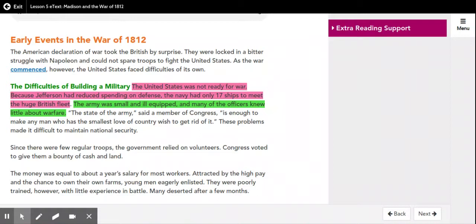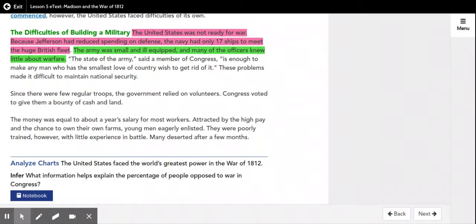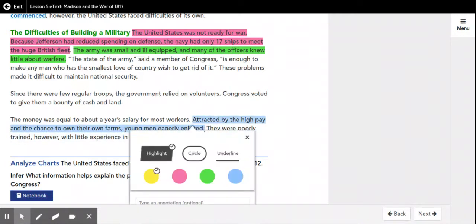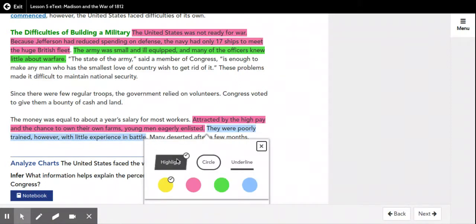Since there were few regular troops, the government relied on volunteers. Congress voted to give them a bounty of cash and land. The money was equal to about a year's salary for most workers. Attracted by the high pay and the chance to own their own farms, young men eagerly enlisted. They were poorly trained, however, with little experience in battle. Many deserted after a few months.